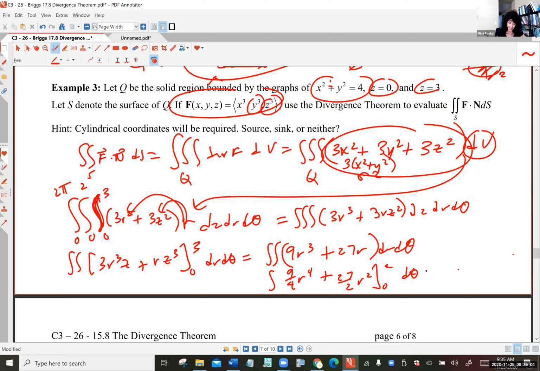And I think I get 90. Ooh, that's beautiful. And then the last integral is just a 1 with respect to theta. And you go, hey, that's just going to be theta, going from 0 to 2 pi. Final answer, 180 pi. And that's a positive number. So it's a source.